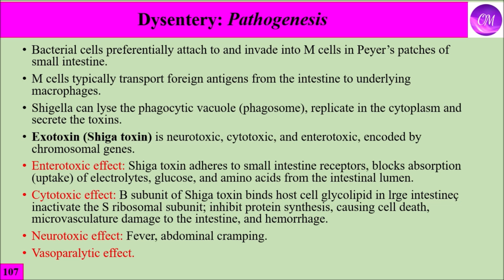Enterotoxic effect of the exotoxin: the shigatoxin adheres to small intestine receptors and blocks absorption of electrolytes, glucose, and amino acids from the intestinal lumen. Cytotoxic effect: the B subunit of shigatoxin binds host cell glycolipids in the large intestine, inactivates the 60S ribosomal subunit, and inhibits protein synthesis, causing cell death, microvascular damage to the intestine, and hemorrhage. Neurotoxic effects include fever, abdominal cramping, and a vasoparalytic effect.